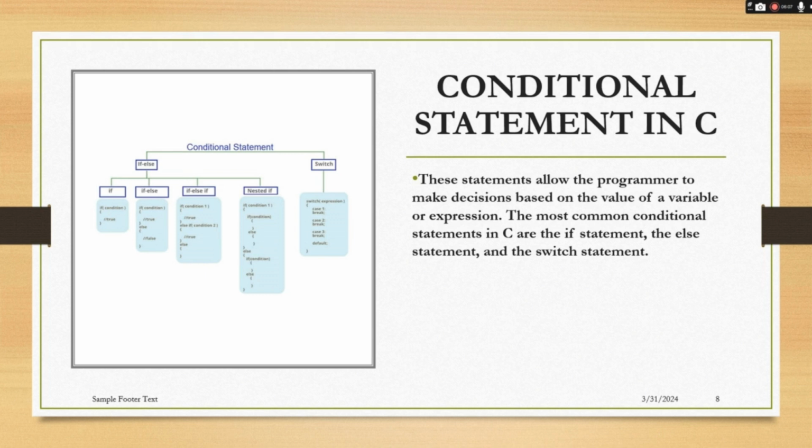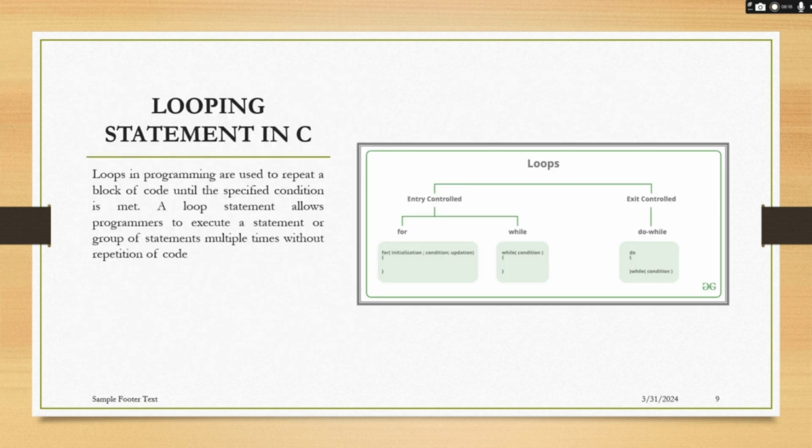So there are some types of conditional statements like if else, else if, nested if, and switch statements. So next, moving on to looping statements. Looping is used to repeat a block of code until the specific condition is met. A loop statement allows a programmer to execute a statement or a group of statements multiple times without any repetition.